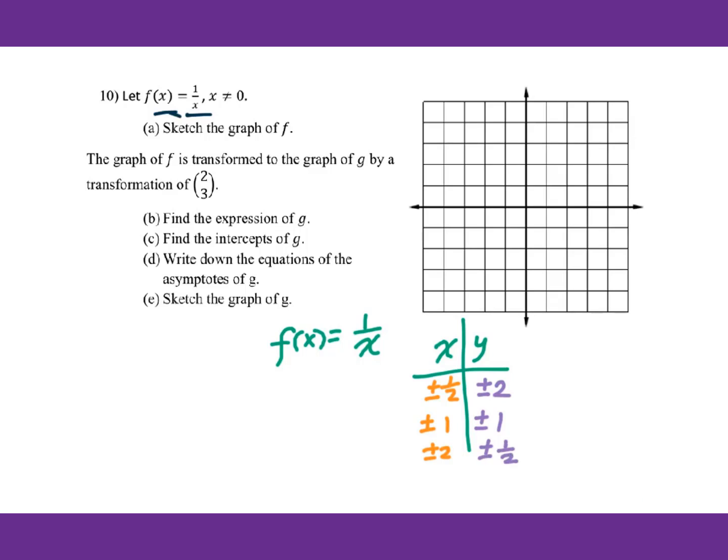For the parent rational function, we have asymptote lines. The x-axis and y-axis are both asymptote lines. So let's draw this. This is an asymptote line. Then you sketch these 6 points. You get 1, 1. 1/2 gives 2. And 2 gives 1/2. So sketch the graph like this.